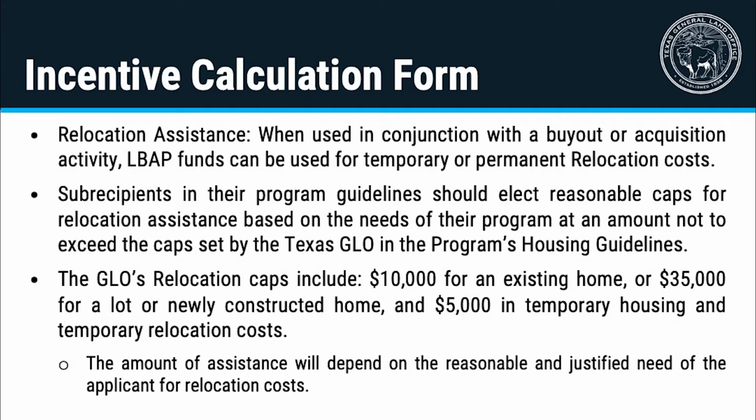Subrecipients in their program guidelines should elect reasonable caps for relocation assistance based on the needs of their program at an amount not to exceed the caps set by the Texas GLO in the program's housing guidelines. The GLO's relocation caps include $10,000 for an existing home, or $35,000 for a lot or newly constructed home, and $5,000 in temporary housing and temporary relocation costs. The amount of assistance will depend on the reasonable and justified need of the applicant for relocation costs.